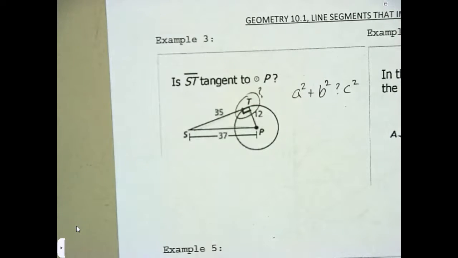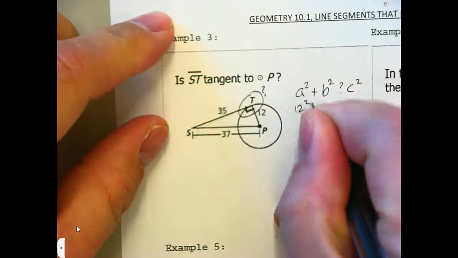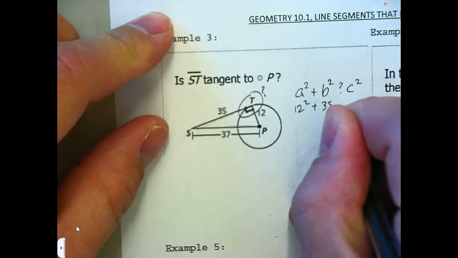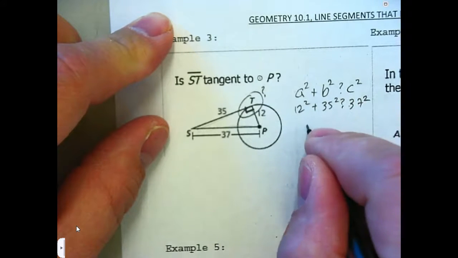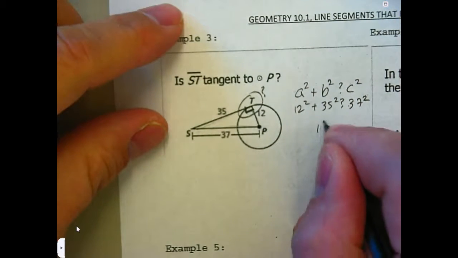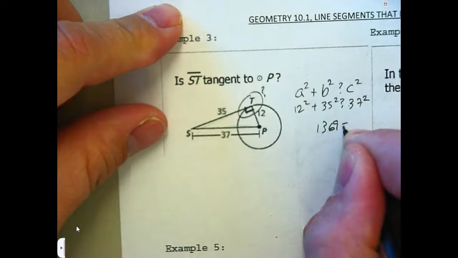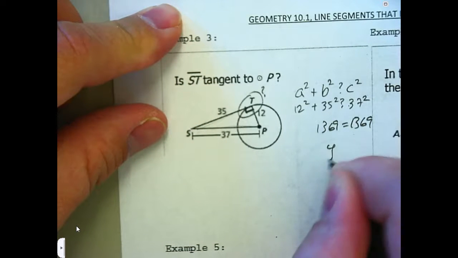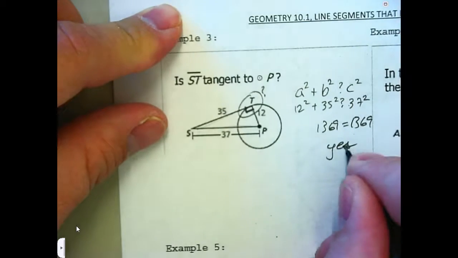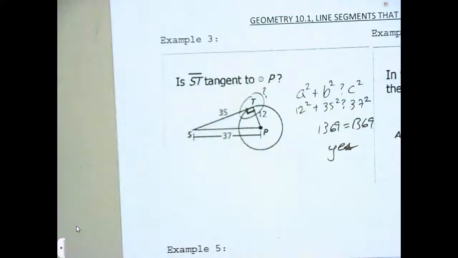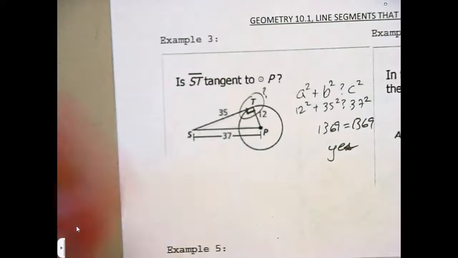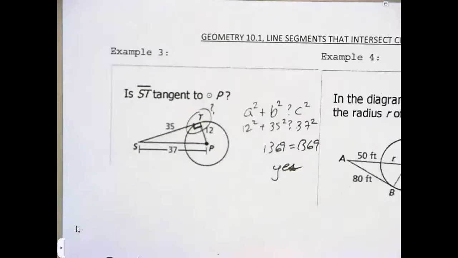All right, is it? Yeah? 12 squared plus 35 squared. Does that equal 37 squared? The answer is yes, it does. They both equal 1369. So yes, that makes a right angle. Okay, questions on that? So just some quick pieces here. You're going to use these all chapter, okay?